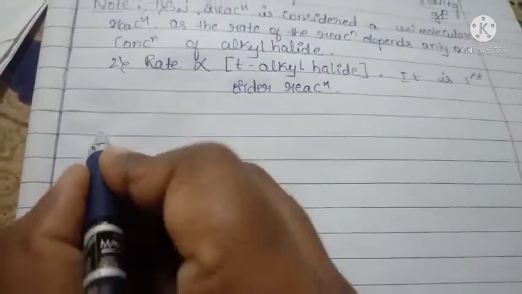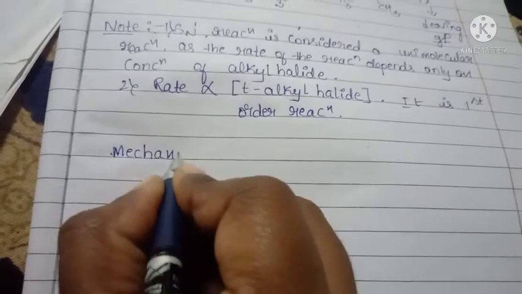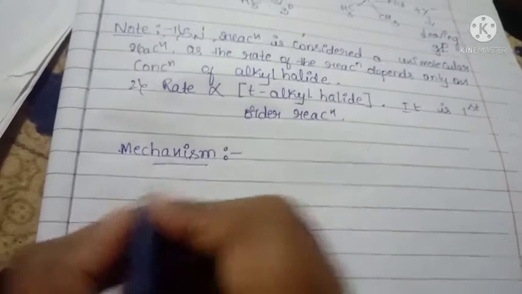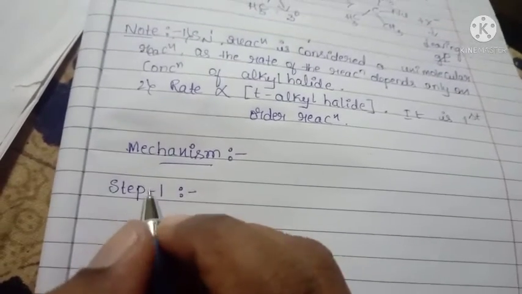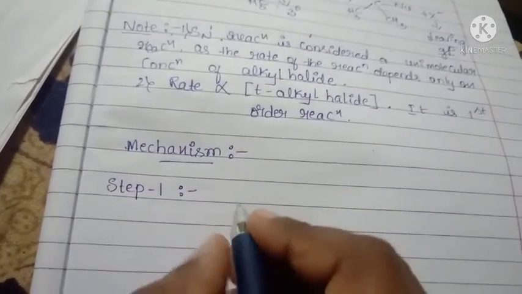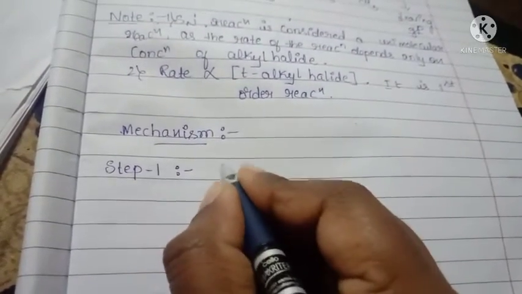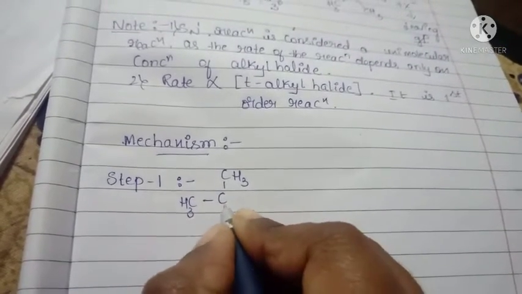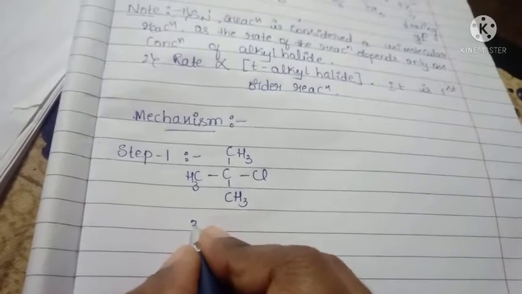Okay, next we will move on to the mechanism. I already told that it has a two-step mechanism. In that, step 1 is tertiary butyl chloride. Here they are taking an example. In the place of X, Cl, taking tertiary butyl chloride. You have to take this example itself. Okay, CH3, CH3, CH3, Cl.